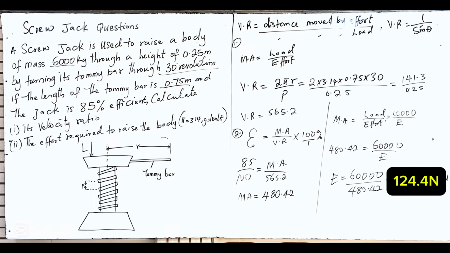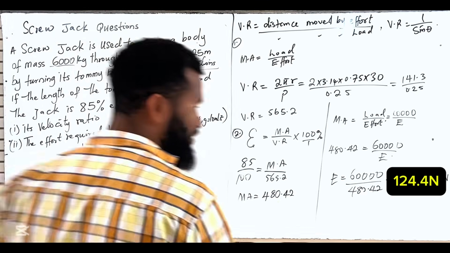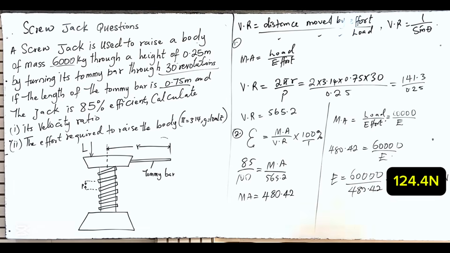You said you were changing everything to Newton. So why not do 480.40 times 10? My mind is off. You said what? Please, okay.